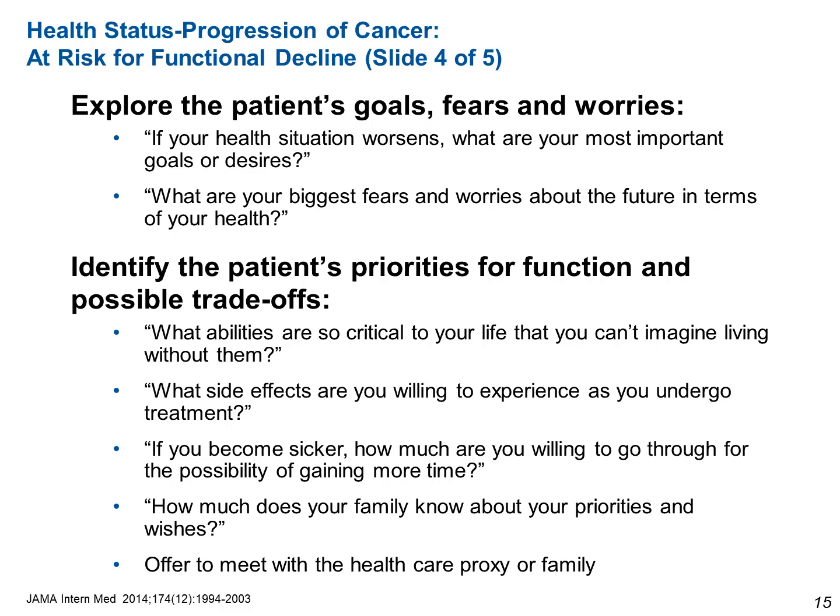What abilities are so critical to your life that you can't imagine living without them? What side effects are you willing to experience as you undergo treatment? If you became sicker, how much are you willing to go through for the possibility of gaining more time? How much does your family know about your priorities and wishes? Offer to meet with the family and the healthcare proxy or either one of them.